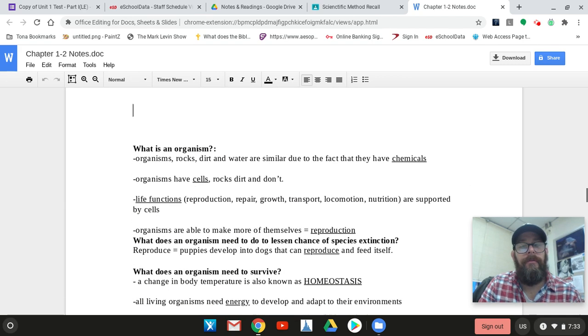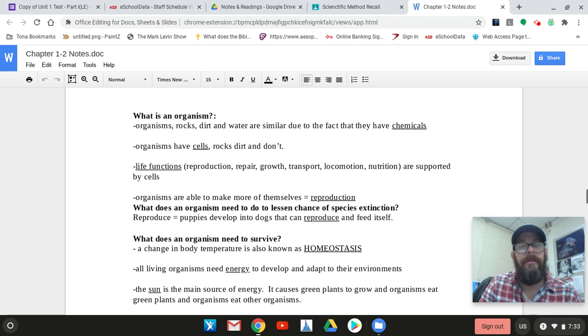All right, moving on down to the next page. What is an organism? Organisms, rocks, dirt, and water are similar due to the fact that they have chemicals. Rocks, dirt, and water are not organisms. Just because they have chemicals does not mean they're an organism. Organisms have cells, so they have to have cells. Rocks and dirt don't.